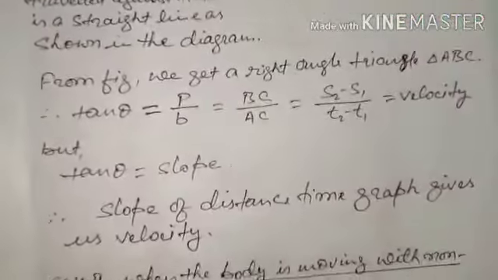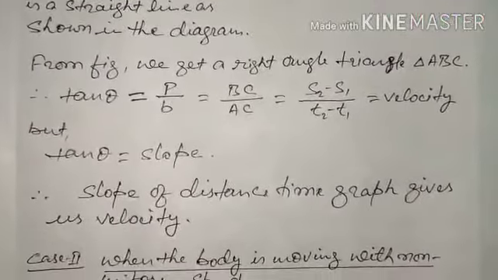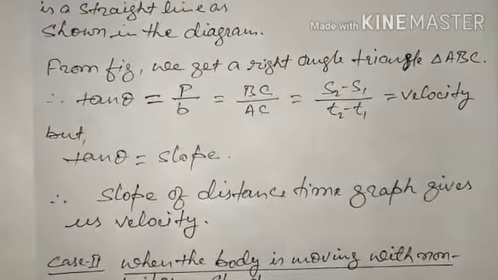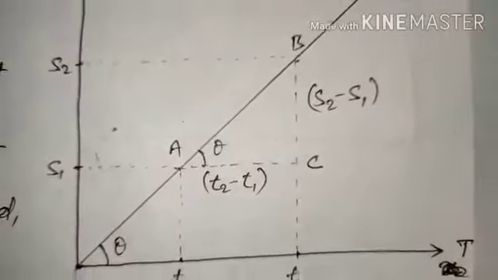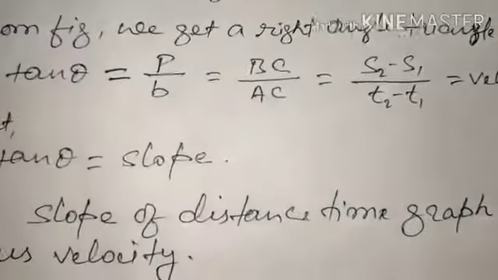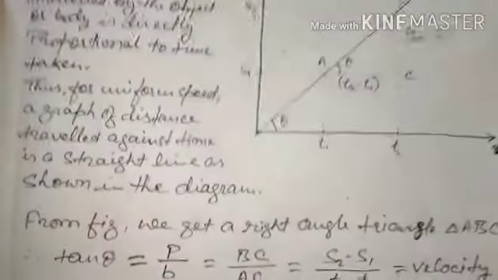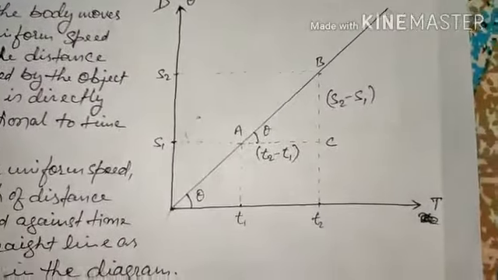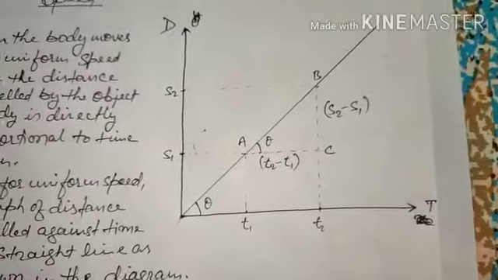Now let's move on. One thing I want to find out and show you. From the figure we get a right angle triangle ABC. You can see the right angle triangle ABC here. I have shown its perpendicular and base also, that is S2 minus S1 and T2 minus T1. Now let us try to find its tan theta. How can we find tan theta?